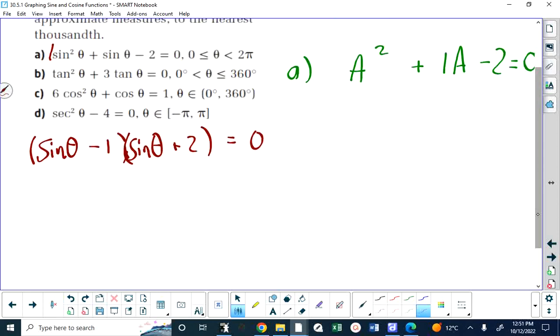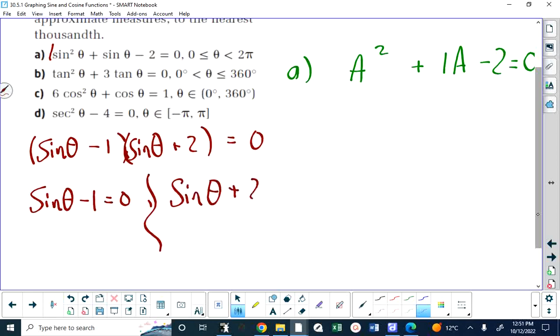Okay. When we write sine of theta minus 1 equals 0 and sine of theta plus 2 equals 0, we are doing that because, I'm reviewing something here, if the product of two things is 0, then either of them needs to be 0 to make that true. 0 times anything is still going to be 0, as long as one of them is 0. So you end up with sine of theta equals 1, and you end up with sine of theta equals negative 2.